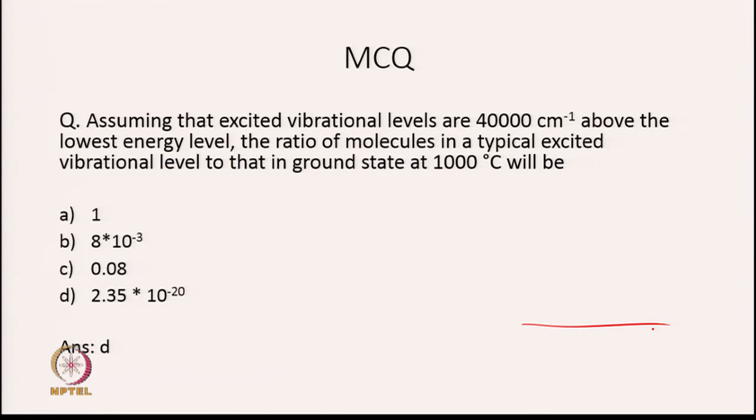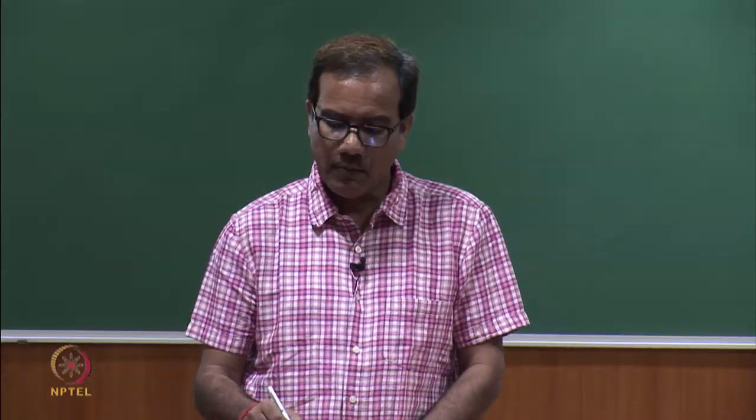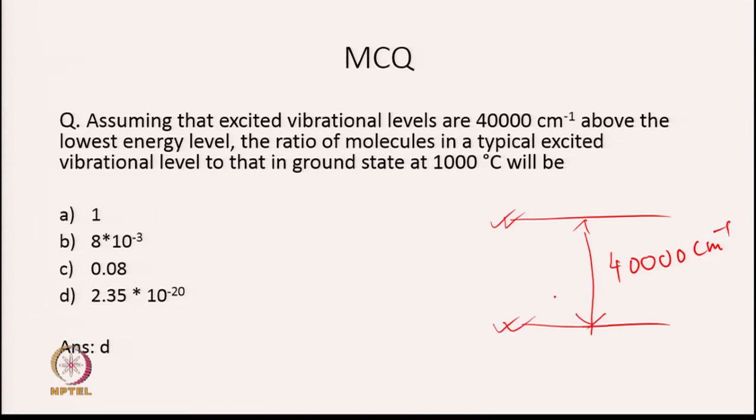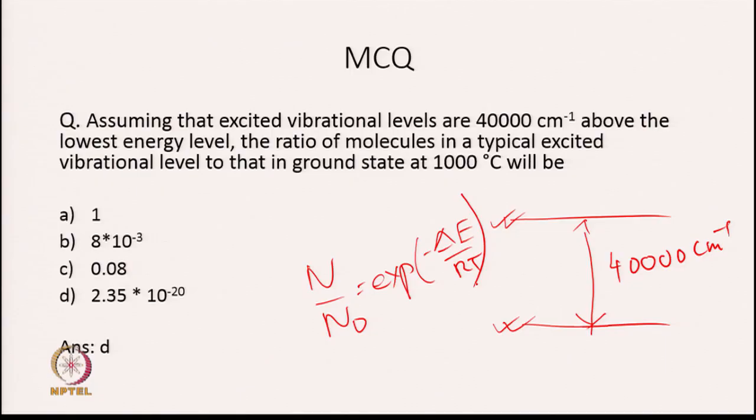In the next question, one energy level is given, a second energy level, and this value is given in wave number. So, this is 40,000 centimeter inverse, and now again you have to find the ratio of molecules in a typical excited vibrational level to that in the ground state. So, the ratio of molecules in this excited level divided by molecules in this ground level. So, again we will calculate by the same formula, the Boltzmann distribution law, n by n naught is equal to exponential minus delta E by kT. Here the temperature is 1000 degree Celsius, you must convert this to Kelvin, and when you do that, you will get the answer. The answer is 2.35 into 10 to the power minus 20.